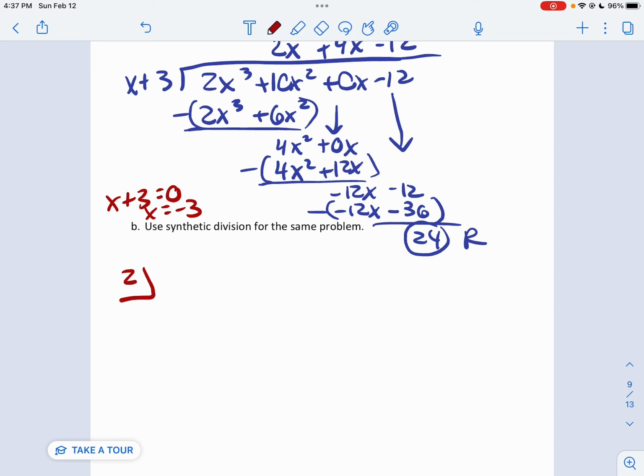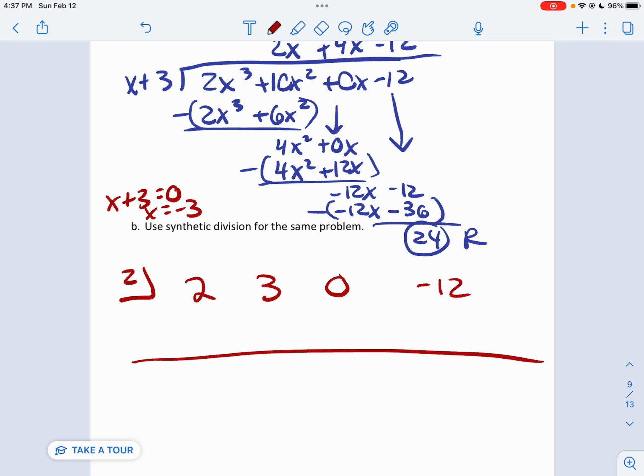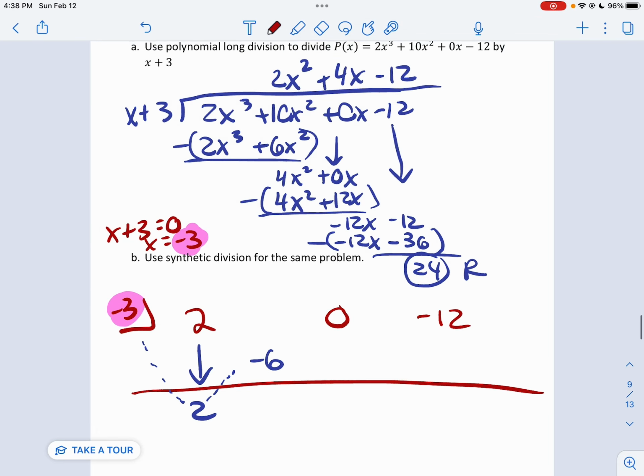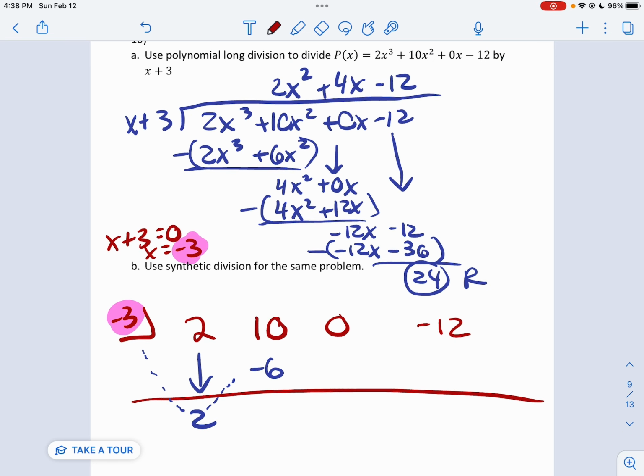Across the top goes the coefficients of the polynomial you're dividing into. 2, 3, you still need a placeholder for 0x, and negative 12. Okay, so the root is in the corner. Excuse me, it shouldn't be 2. It should be negative 3. The root is in the corner, and then the coefficients of the polynomial you're dividing into are across the top. Okay, here's the procedure. You bring the first number down. You multiply with the number that's in the corner. You put the product here, and then you add going down. Except again, I put these numbers in the wrong spots. I'm not really sure why. Apologies for that. This should be 2, 10, 0, negative 12. Okay, sorry about that.